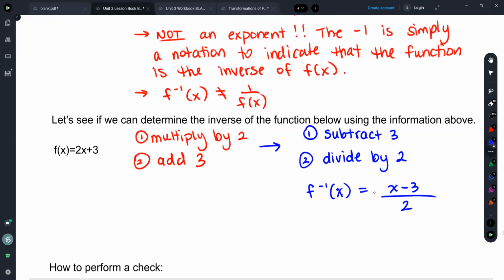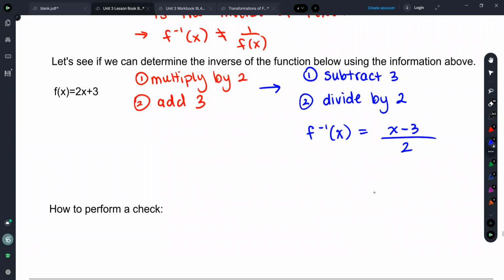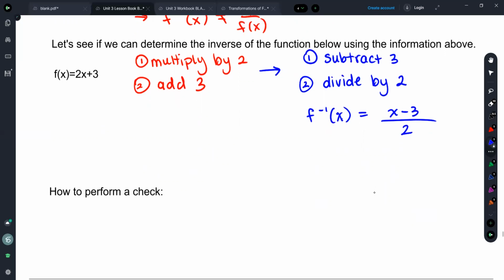So it should theoretically undo everything the original function does. So we could perform a check here. We could say, if I plugged any x value into f at x, and then I got out a y value from that, if I plug that y value into my inverse function as x, it should give me back out what I started with if it actually undoes the original operations. So Chris, choose me an x value that we can check.